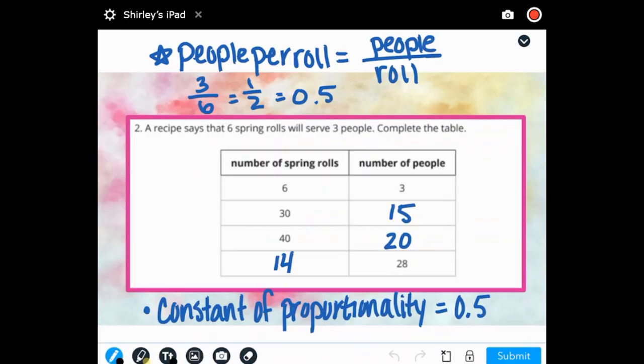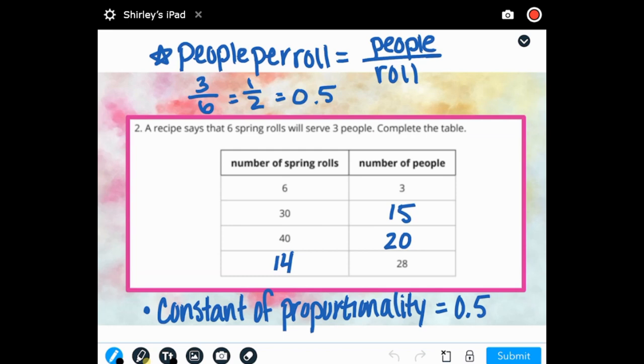Okay, here's your next. Same type of a table. So now it says that our recipe says that 6 spring rolls will serve 3 people, and we want to complete the table. Again, we may know how to do the scale factor. You may notice how to scale 6 to 30 and use the same thing to scale your 3 up, but I'm going to push you guys now to try to find that number that's connecting the left side to the right side. And we do have to be very careful here.